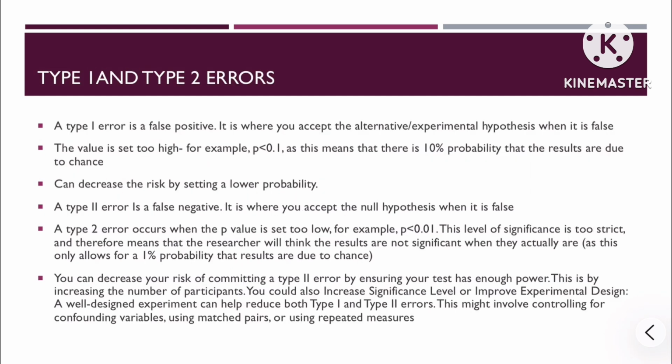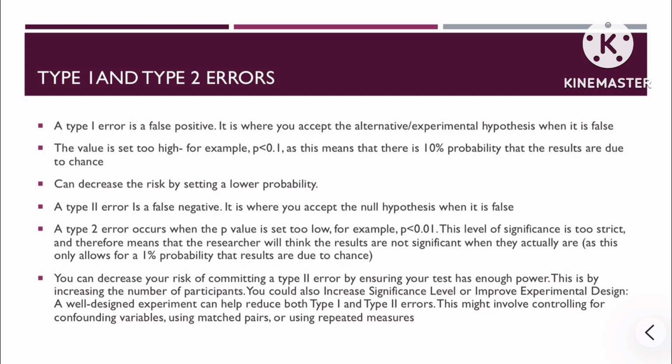With probability, it's common to make type 1 and type 2 errors. A type 1 error is a false positive. This is where you accept the experimental or alternative hypothesis when it's false. The value is set too high, for example 0.01. This means the probability is 10% and that the results are down to chance. However, this is not always true, and you can decrease the risk of type 1 errors by lowering the probability.